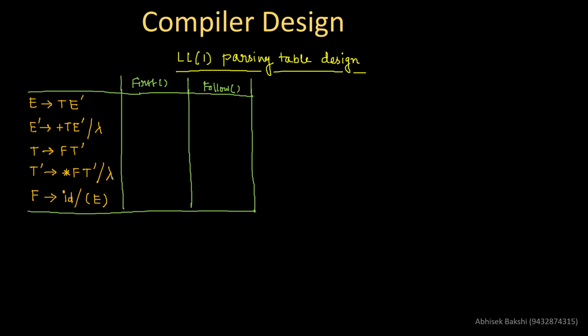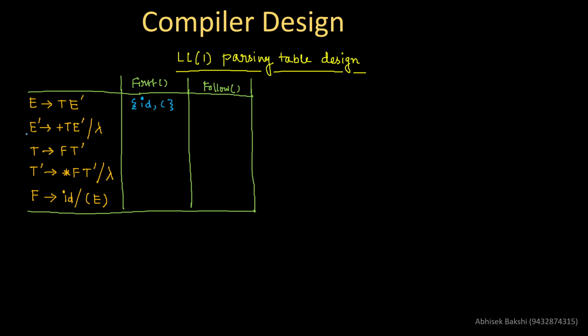Now what is first of E? First of E means actually first of T, because E brings T as a first character, but it is not a terminal, so I have to explore this T more. What is first of T? First of T means first of F. First of F is also a non-terminal, so let us explore this F again. If I explore this F, I will see the first of F is either id or it can be opening brace. That means the first of E can be id or opening brace.